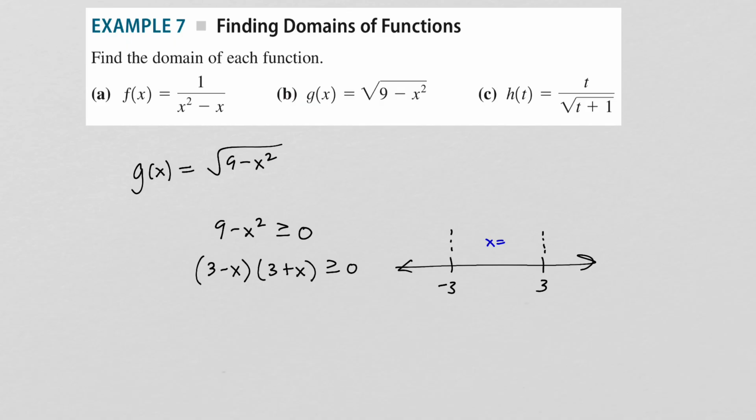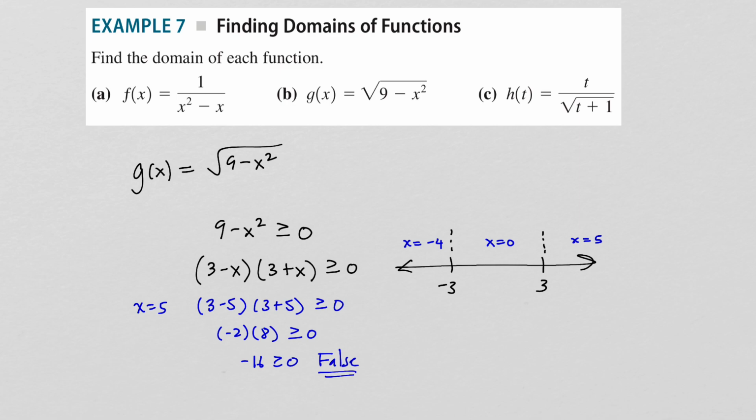So here I can use x equals 0 to test. Over here I can use x equals 5. And over here, let's say I use x equals negative 4. And then you would simply plug these numbers in one at a time into here and see if it's true or false. So for example, testing x equals 5, this would give us 3 minus 5 times 3 plus 5 greater than or equal to 0. And this is negative 2 times 8 is greater than or equal to 0, which says negative 16 is greater than or equal to 0, and this, of course, is false.